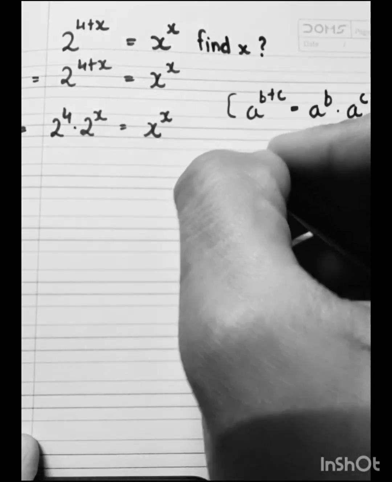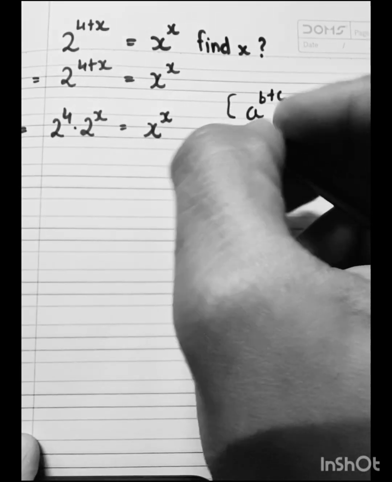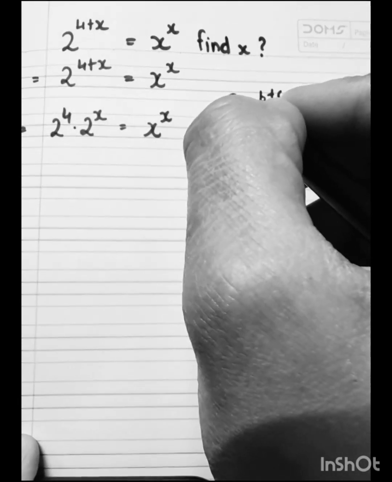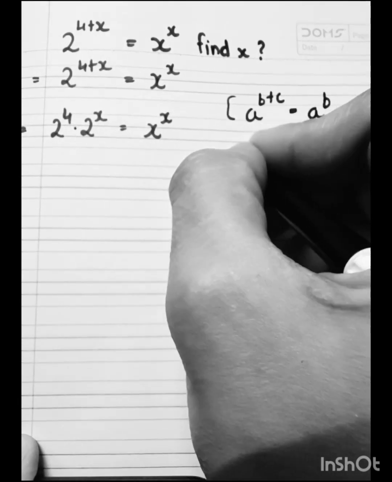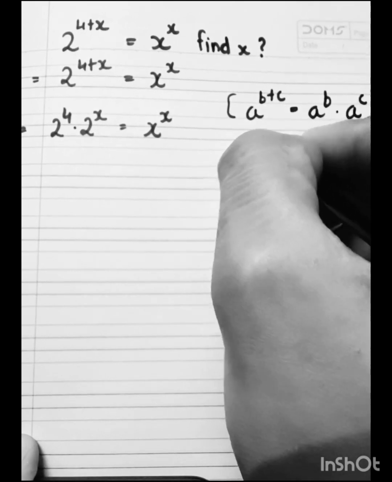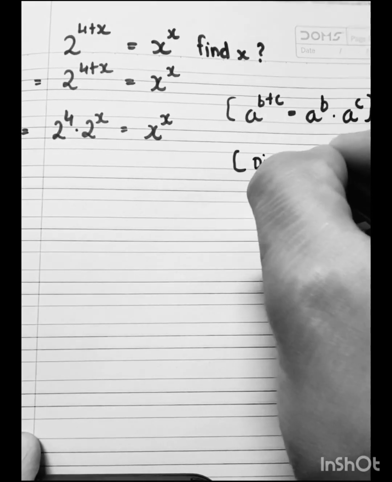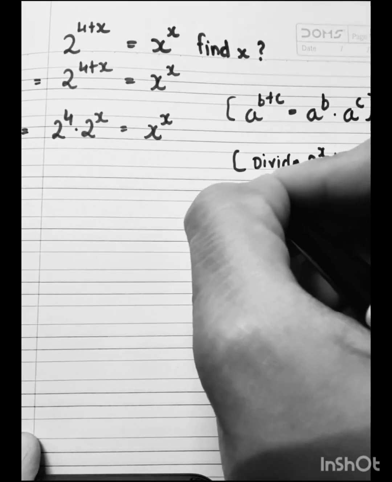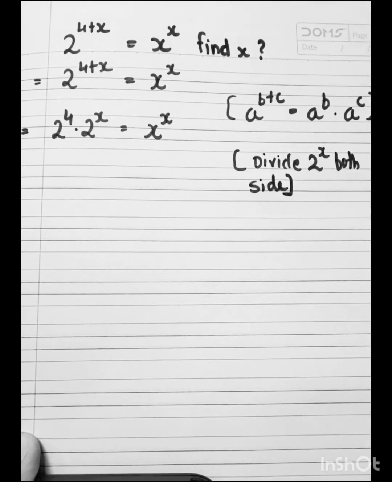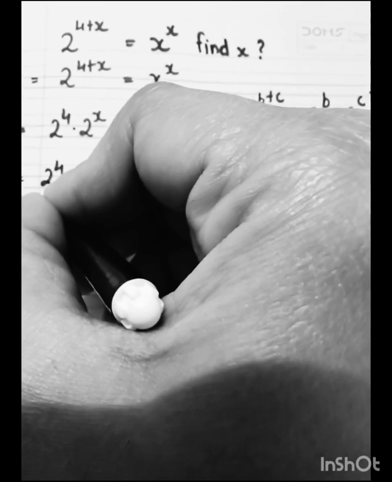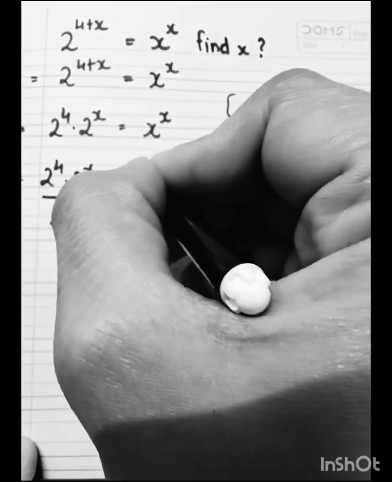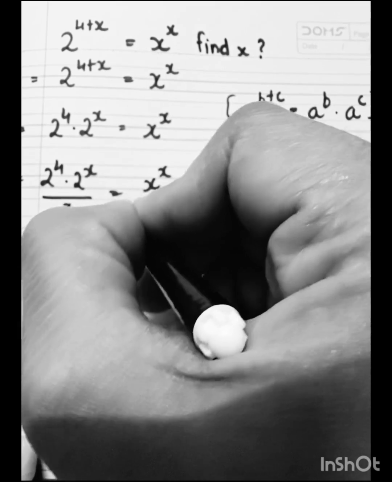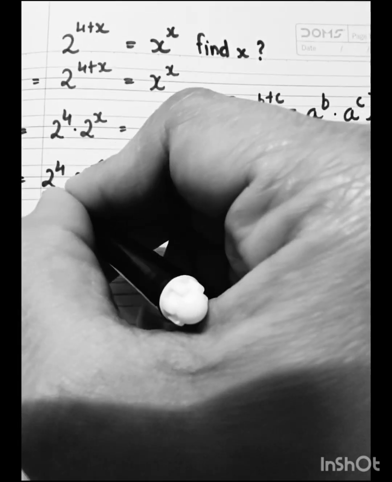Okay, now what will we do? We will divide both sides by 2 to the power of x. So let's see: 2 to the power of 4 into 2 to the power of x upon 2 to the power of x equals x to the power of x upon 2 to the power of x. So 2 to the power of x will cancel with this.